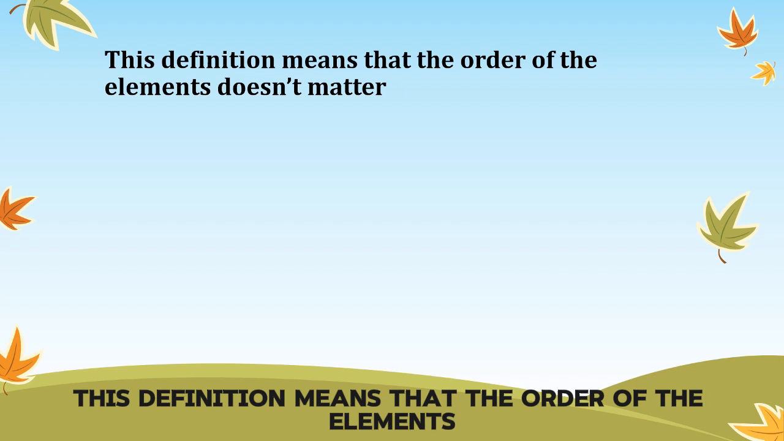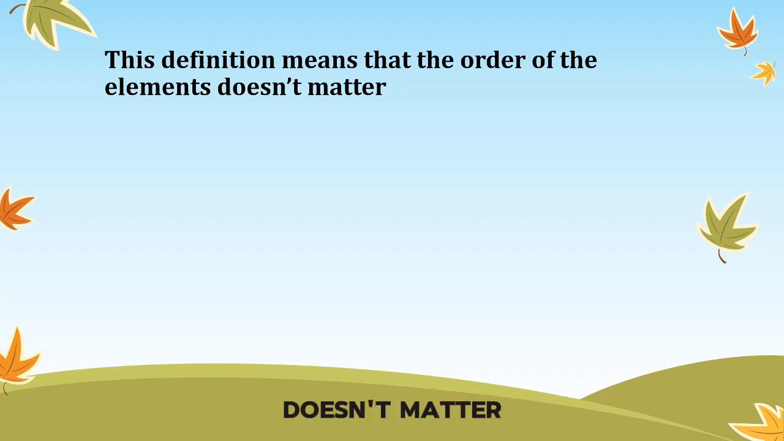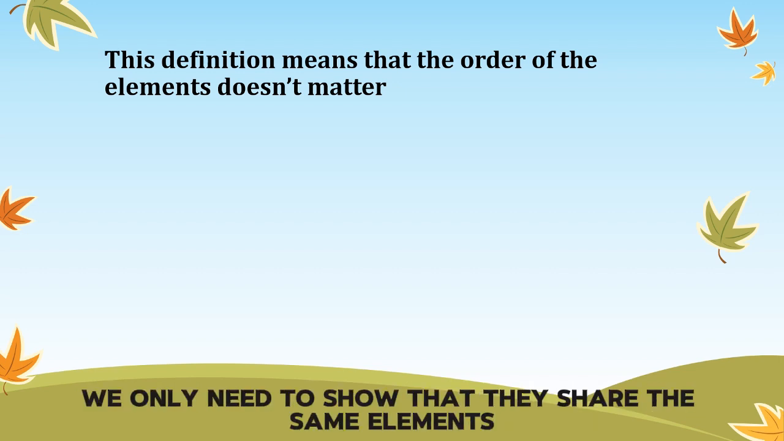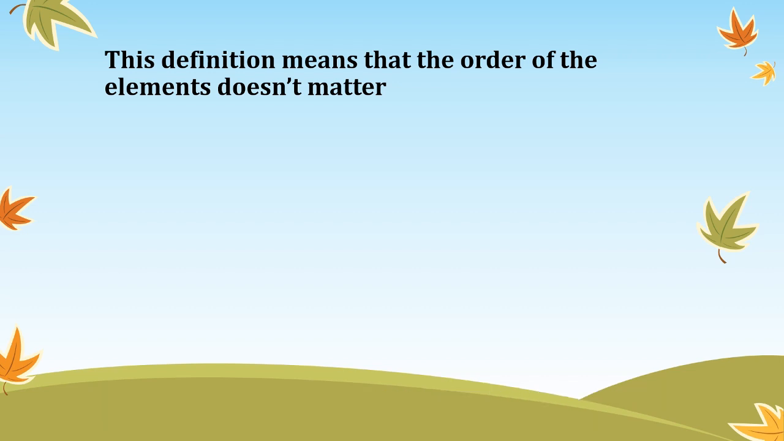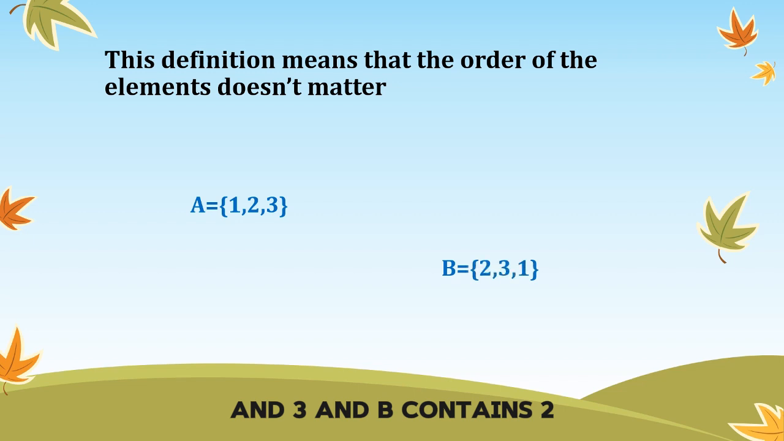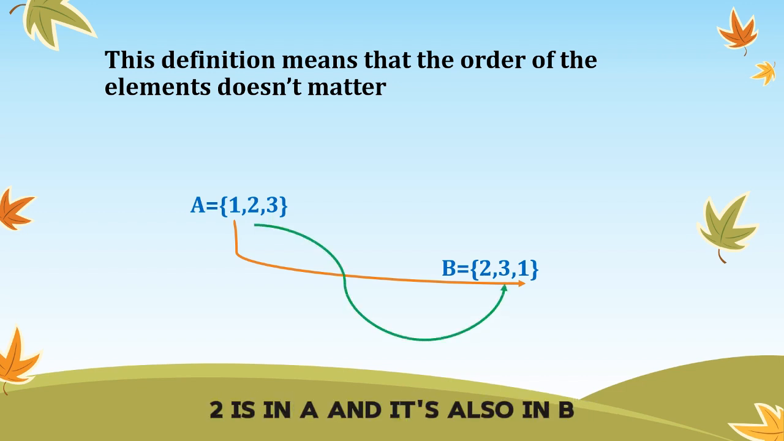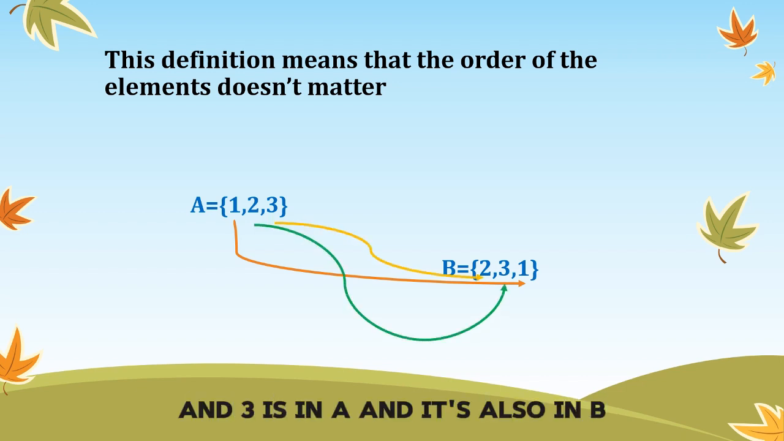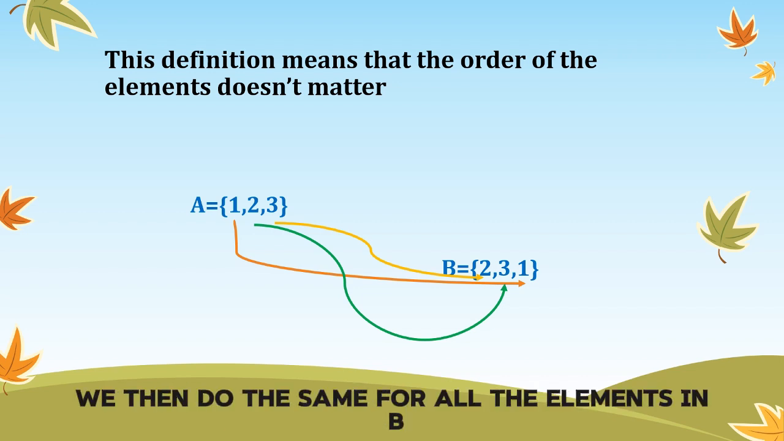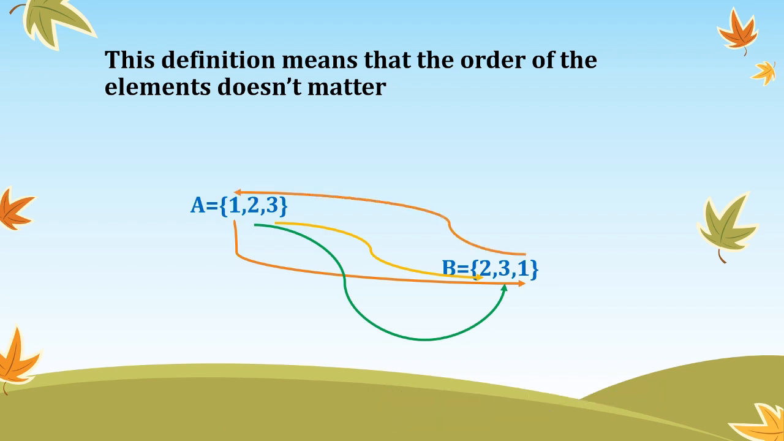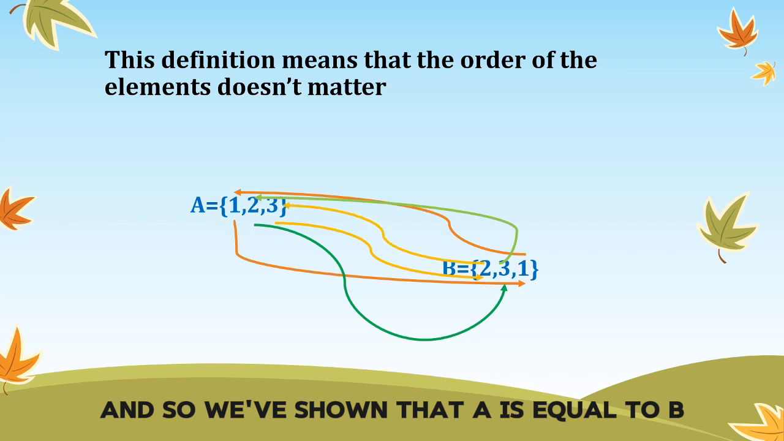This definition means that the order of the elements doesn't matter. We only need to show that they share the same elements. So if A contains 1, 2 and 3 and B contains 2, 3 and 1, we say 1 is in A and it's also in B, 2 is in A and it's also in B, and 3 is in A and it's also in B. We then do the same for all the elements in B, and so we've shown that A is equal to B.